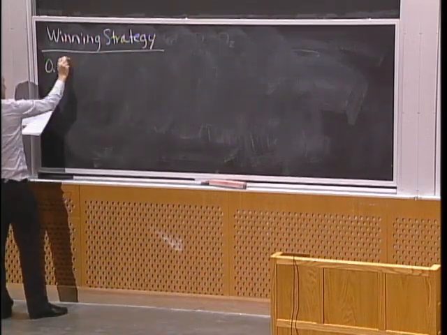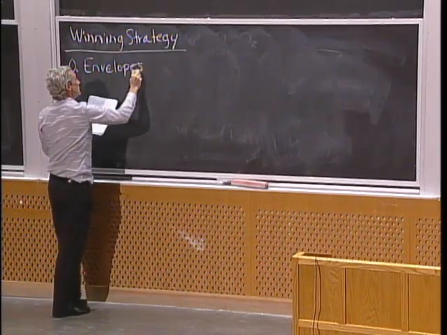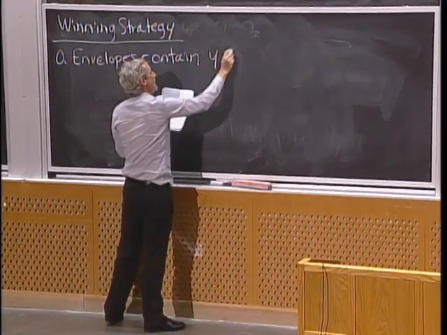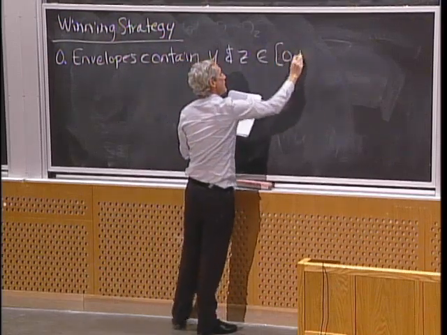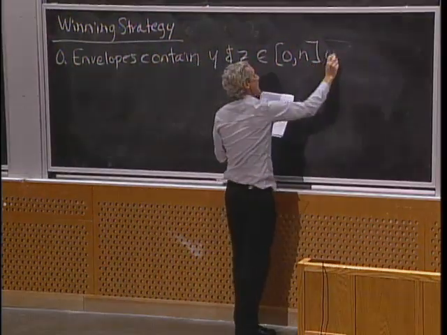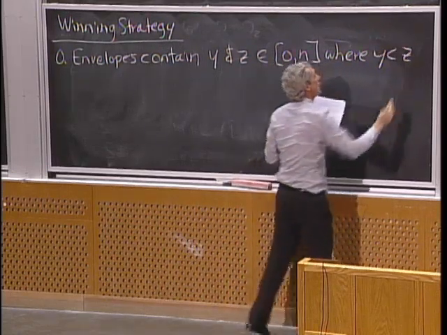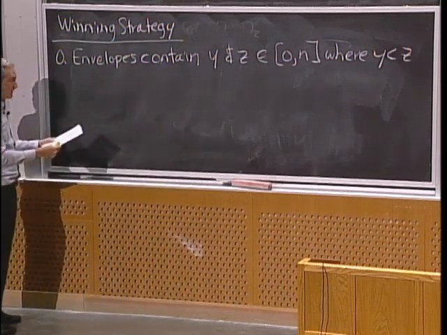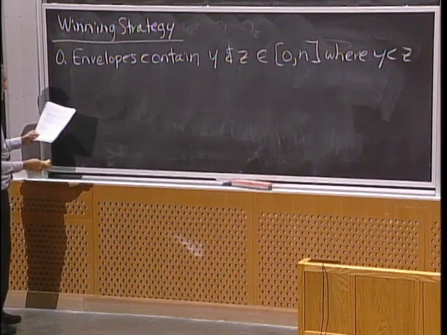Well, first, the envelopes contain y and z, and they're in the interval 0 to n. And y is going to be less than z. That's how we're going to define them. Now, you don't know y and z, but y is the smaller number in the envelope, z is the larger. And in our example, n was 100.